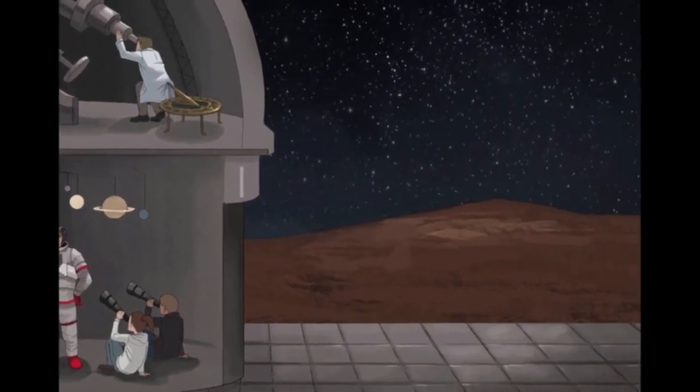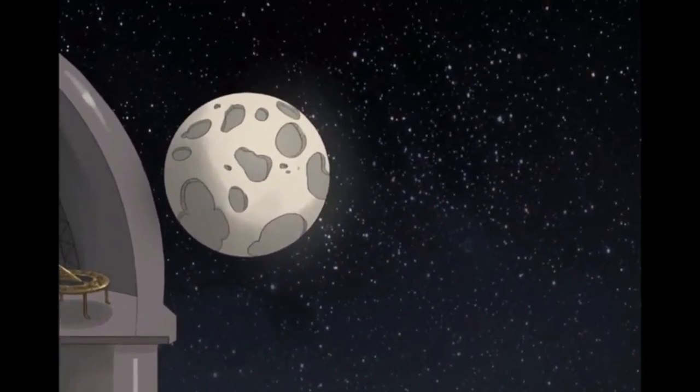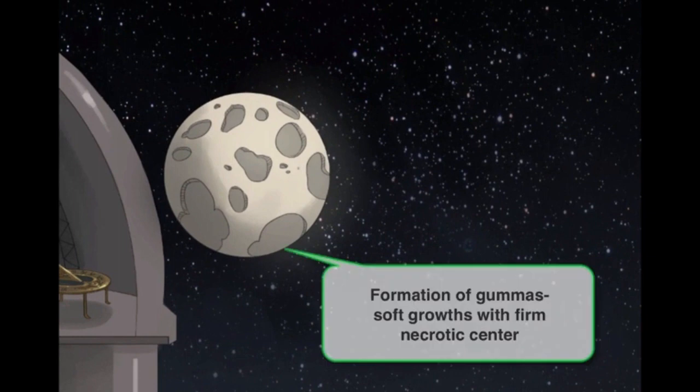So let's move outside. The first thing we'll add is this bright cratered moon. The craters are supposed to signify gummas, which are soft growths with a firm necrotic center that can occur anywhere, skin, internal organs, or even bone.